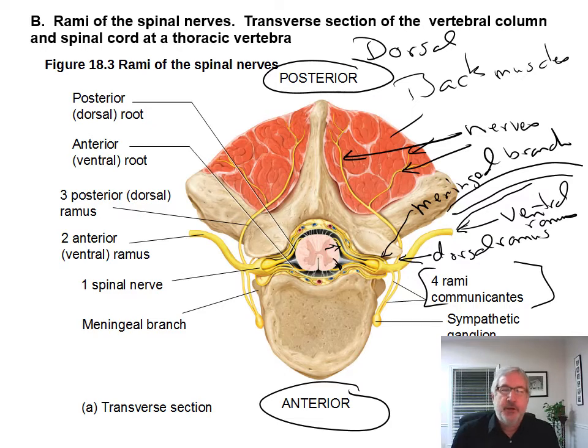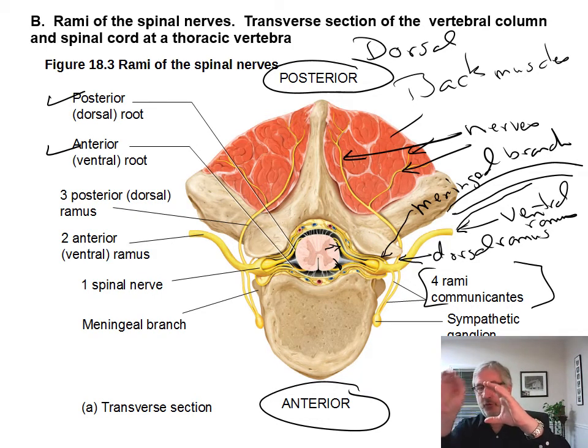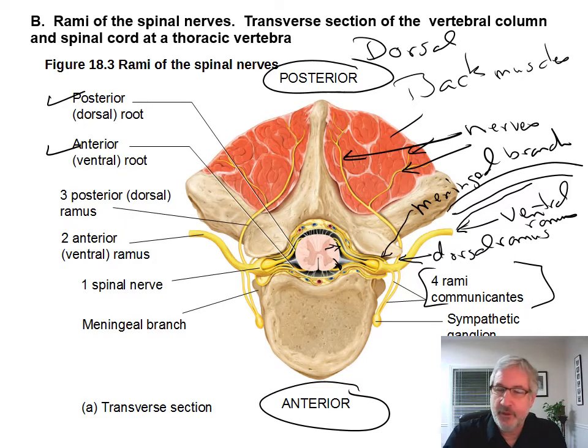Okay, I have it labeled on this side. So we'll look back on the left side. We have the posterior or dorsal root there, and the anterior or ventral root there. You see those roots come off the spinal cord, the dorsal root and a ventral root, and they come together into the spinal nerve, which then immediately starts branching. And you have the meningeal branch, then you have the rami communicantes, as well as the ventral and the dorsal branches of the spinal nerve.